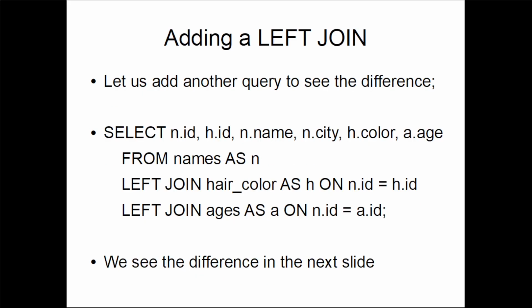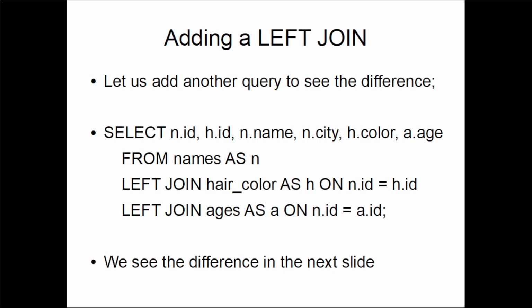Replacing full join with left join. Let us modify our query by replacing the full join with a left join to see how it affects the result. Select n.id, h.id, n.name, n.city, h.color, a.age. From names as n. Left join hair_color as h on n.id equals h.id. Left join ages as a on n.id equals a.id.